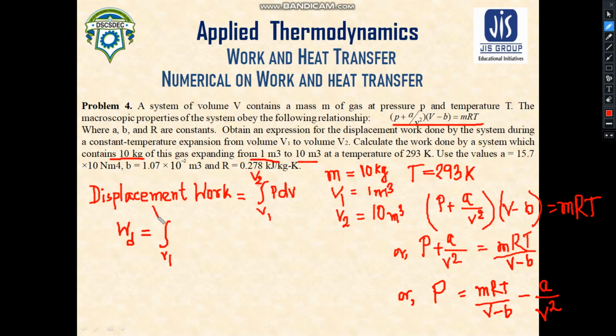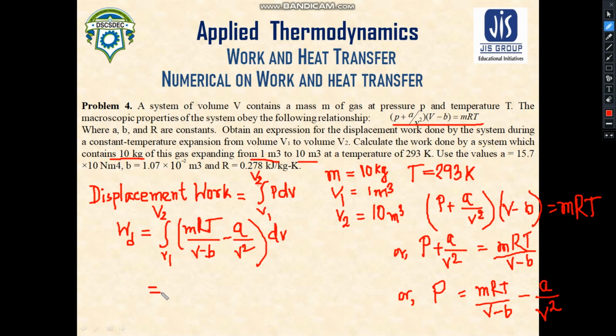So V1 to V2, the integral of MRT by V minus P minus A by V square dV. So you have to integrate this equation. If you integrate this, simply you can understand that MRT and A are all constant, so they have nothing to do with the integrated value.